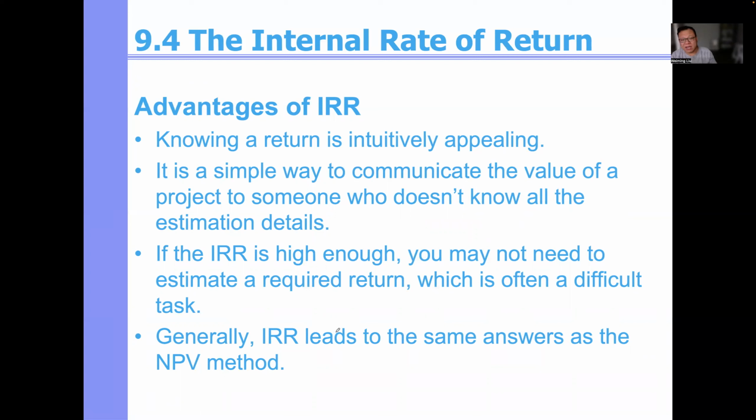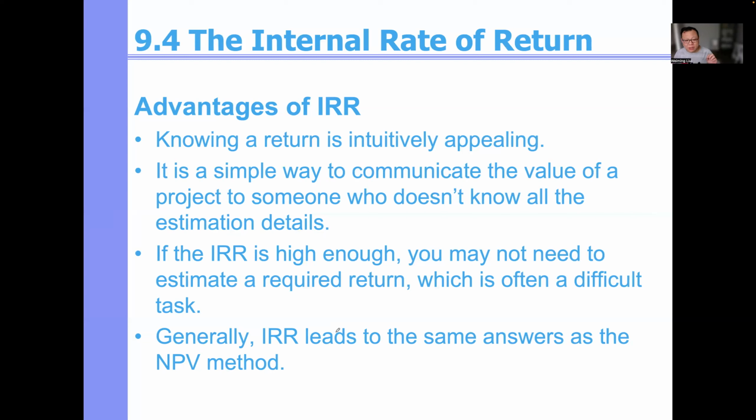Sometimes people are not sophisticated enough. It's communication, right? It's going to be challenging. So just telling them your internal rate of return will make it easier. If IRR is high enough, you will not estimate a required return. If, let's say, your IRR is 60%, well, I guess I will take that project. I don't care what the required return is. All I know is 60% is a very, very good return, right?